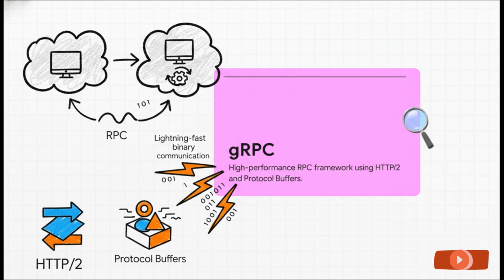Originally developed by Google, gRPC is a high-performance, open-source remote procedure call framework. Now, remote procedure call, or RPC, simply means a program can execute a procedure in another address space, like, say, on a completely different server, as if it were just a normal local function call. But gRPC supercharges this really old concept by combining two modern powerhouses, HTTP/2 for transporting the data, and protocol buffers for serializing or packing that data. It literally replaces bulky text payloads with lightning-fast binary communication.